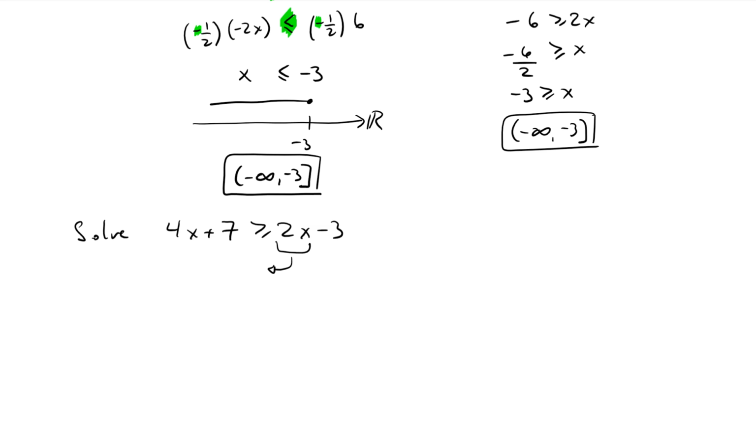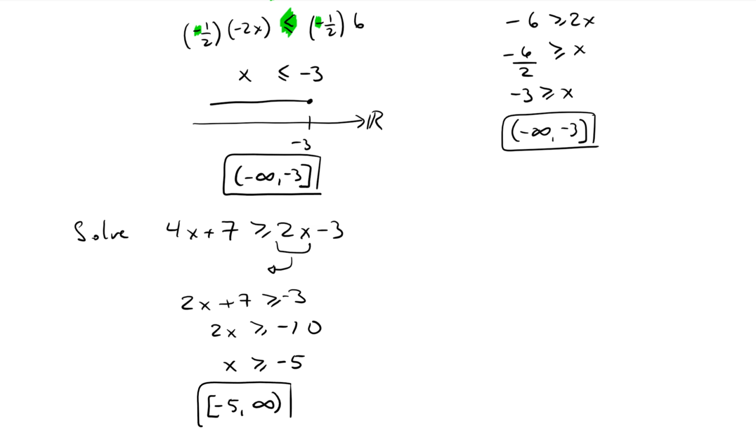If I do that, I subtract 2x, I get 2x plus 7 greater or equal to minus 3. And I'm going to now send the 7 on the other side, because my goal is to solve for x. I get minus 10. I divide by 2, so I get minus 5. So x is greater or equal to minus 5. And that's my answer.